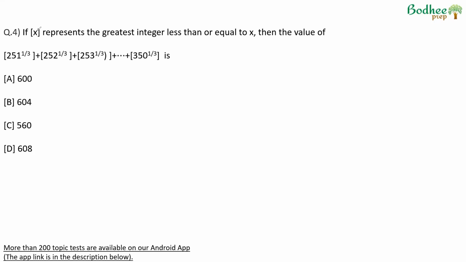If square bracket x represents the greatest integer less than equal to x, then the value of. Now this basically returns the integer which is just less than the value. So GIF, greatest integer function 3.4, will give us the value as 3. Here we have cube root of 251, 252, 253 and so on.